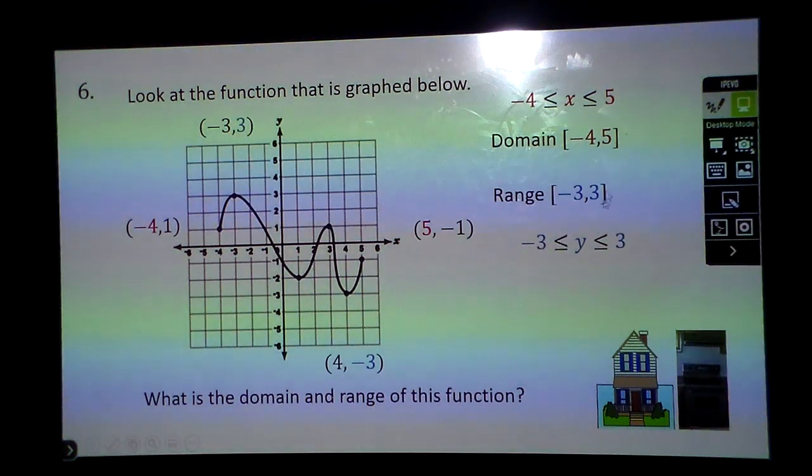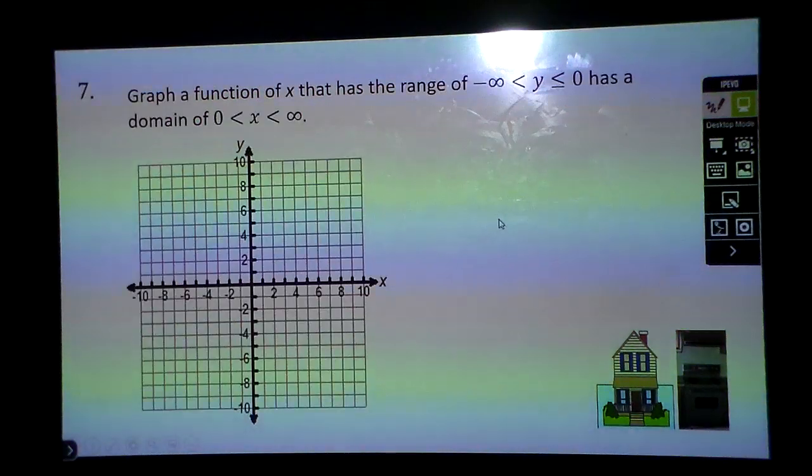Now I personally prefer this here because you don't have to worry about your x's and y's, but I don't know which way the test will have. It's either this one or this here for domain. Here is your range. Let's look at one more of these.